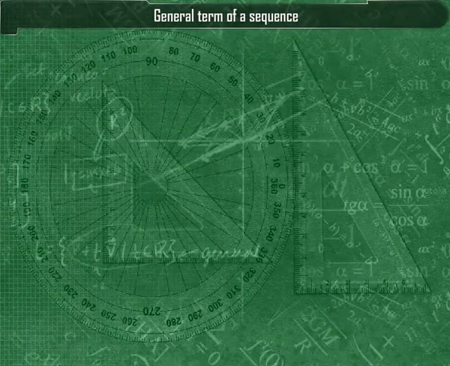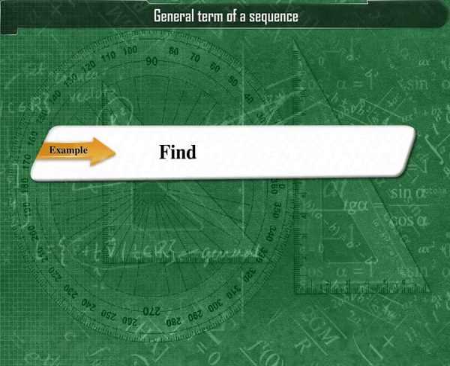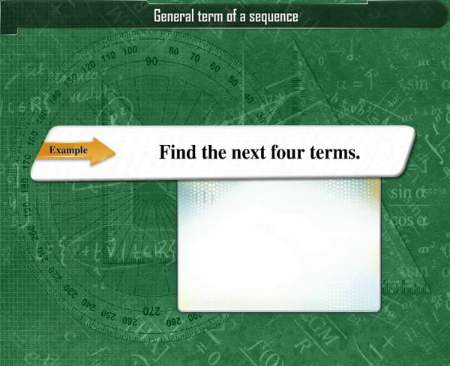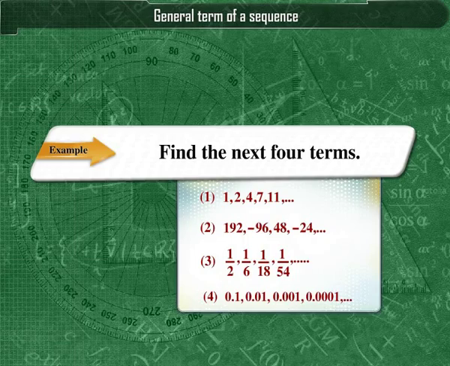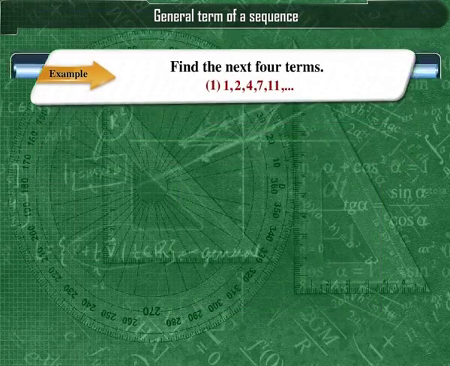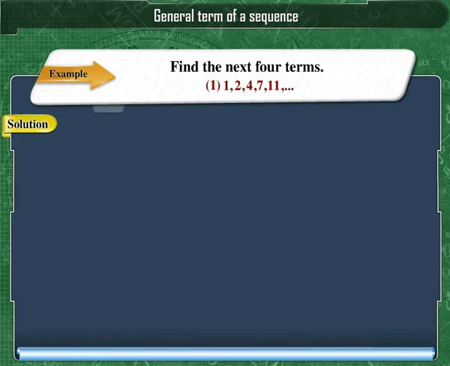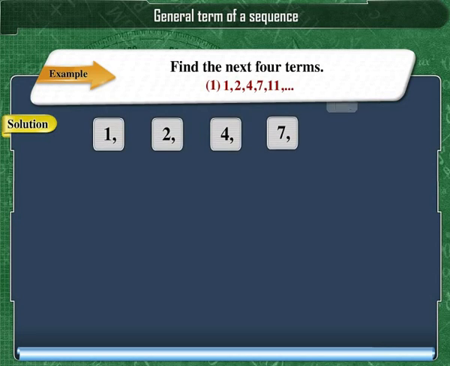Let us now solve a few examples to find the next 4 terms of the given sequences. In example, the given sequence is 1, 2, 4, 7, 11 and so on. What is the order followed in this sequence? Here, the first term is 1.